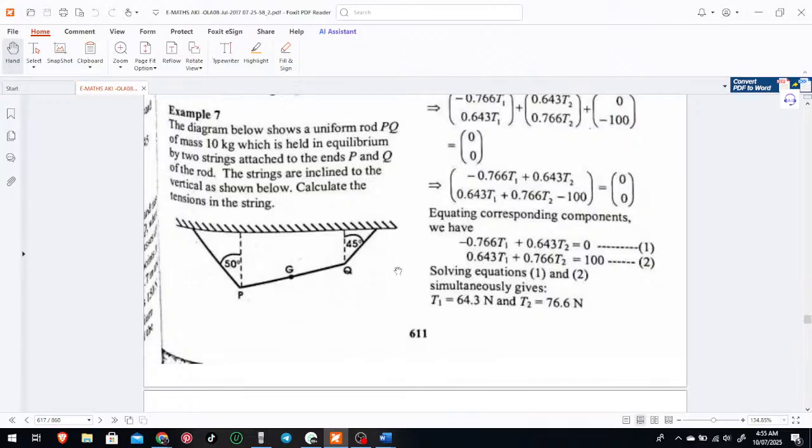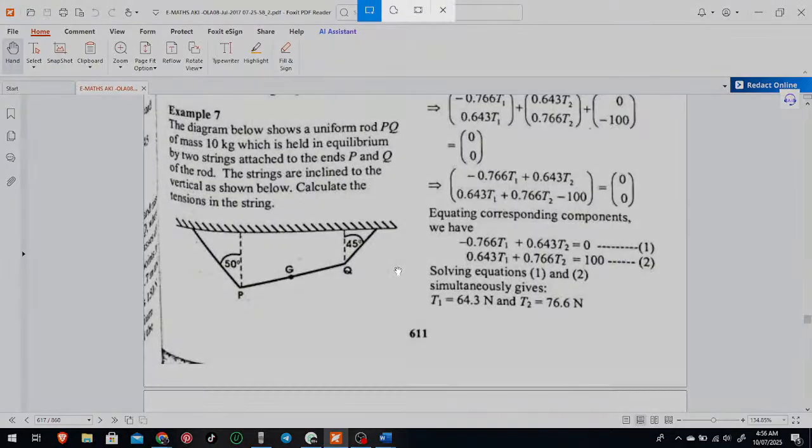It's good you've also solved such a question. Okay, can we do this one? The diagram shows a uniform rod PQ of mass 10 kilograms, which is held in equilibrium by two strings attached to the ends P and Q of the rod. The strings are inclined to the vertical as shown below. Calculate the tensions in the strings. So let's see if we can do something like this.